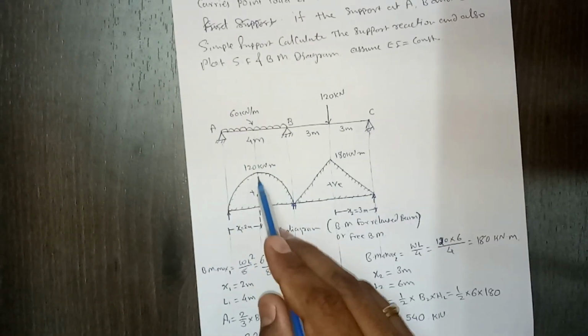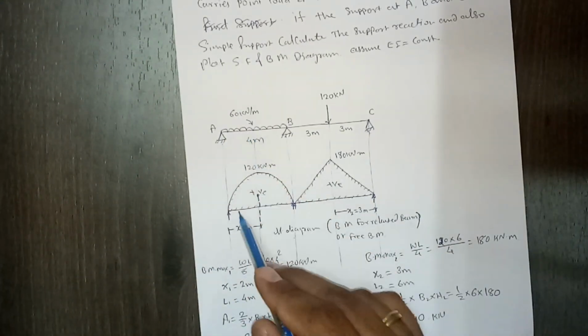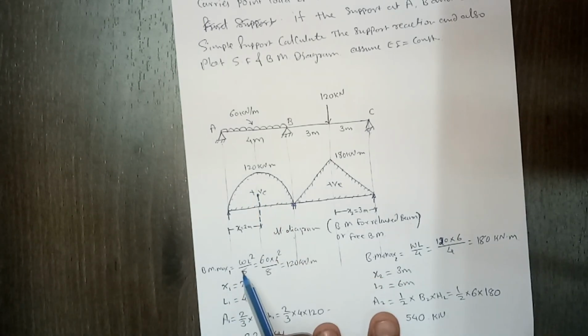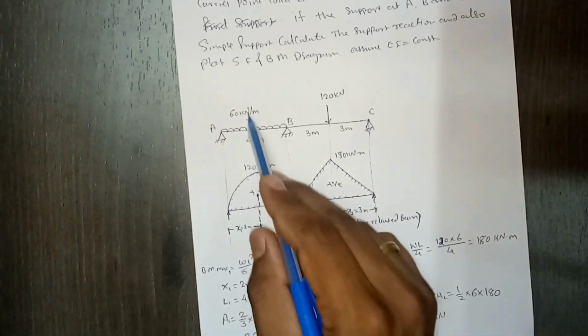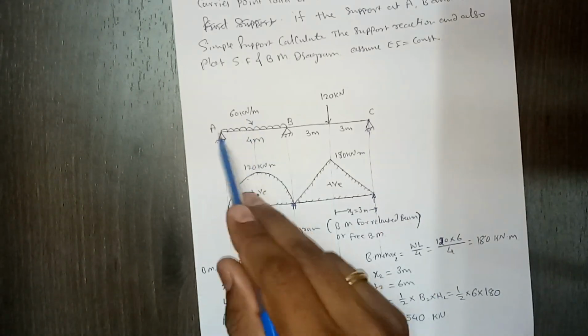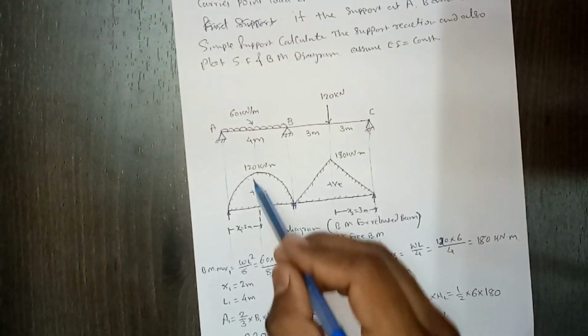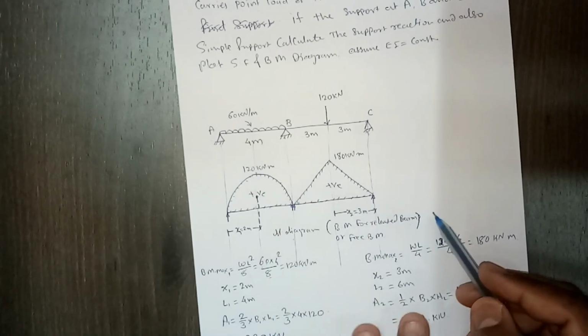So maximum bending moment, definitely it is UDL. So for UDL, the maximum bending moment we can calculate, and it will be WL square by 8. So W is 60, W is the intensity of UDL, into L, 4 meter span, WL square by 8. So if you substitute, if you calculate, it is 120 kilonewton meter. So this height is 120 kilonewton meter.